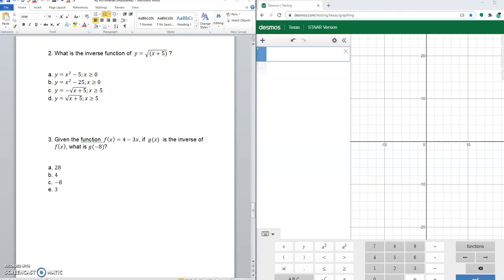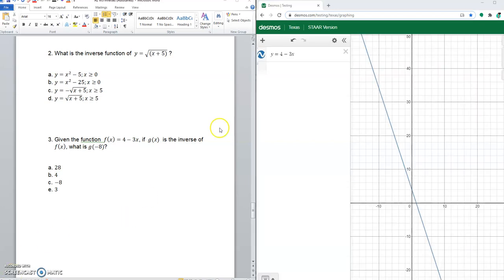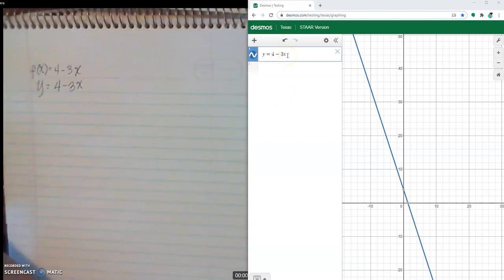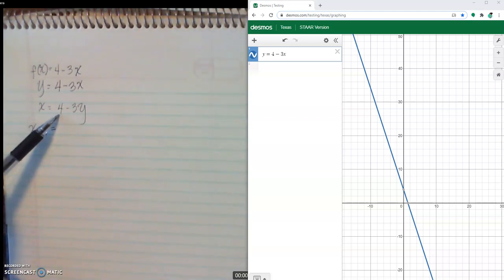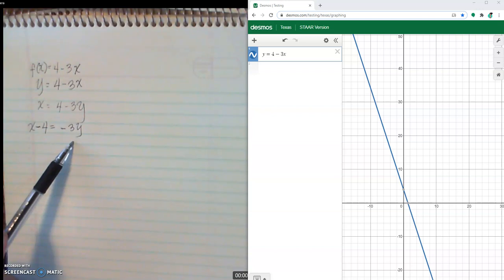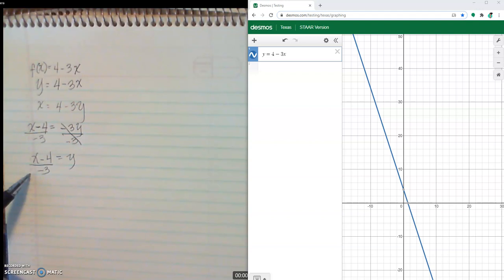Question number 3, given the function f(x) equals 4 minus 3x, if g(x) is the inverse of f(x), what is g(-8)? We've got to graph this. All right, so this is now your function. I'm now solving for the inverse function of that one. Switch to x and y, solve for y. Your first step is to move the positive 4 to the other side, changing the sign. Copy down the negative 3y and divide both sides by negative 3. Now this is your inverse function.